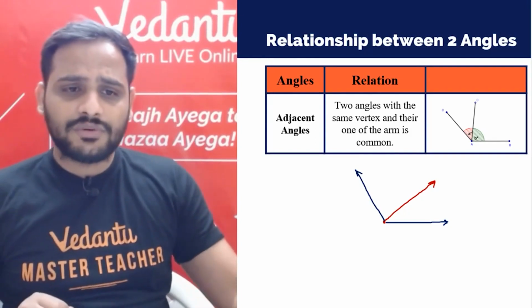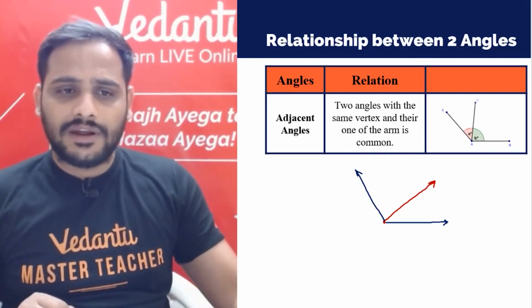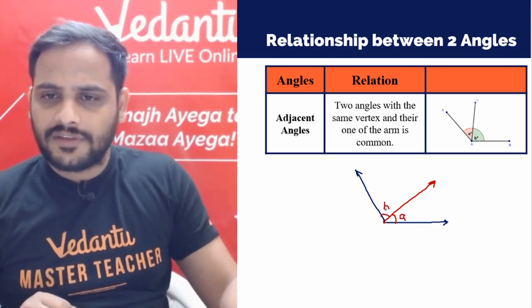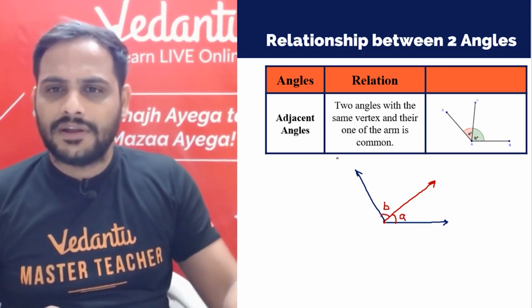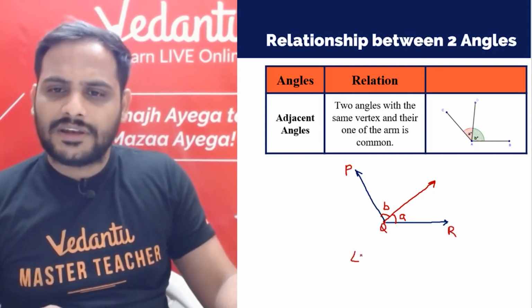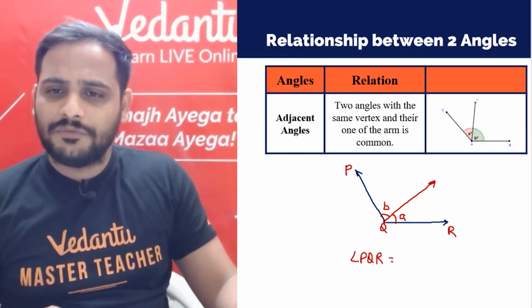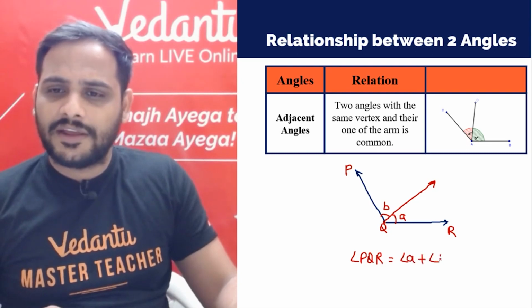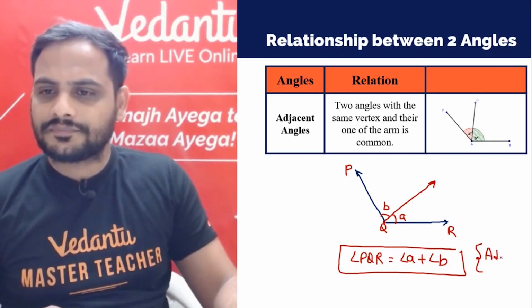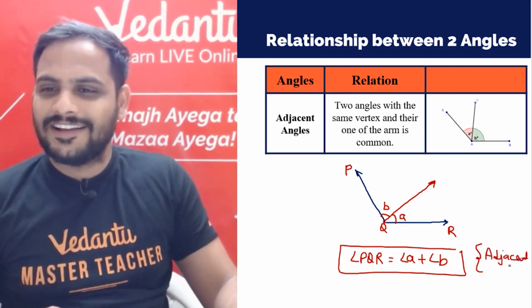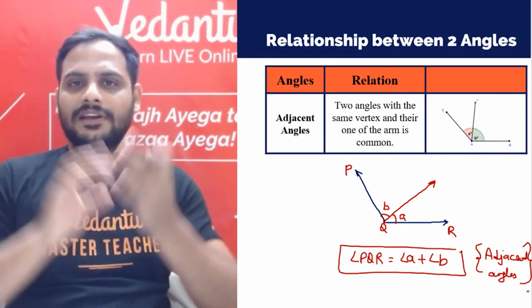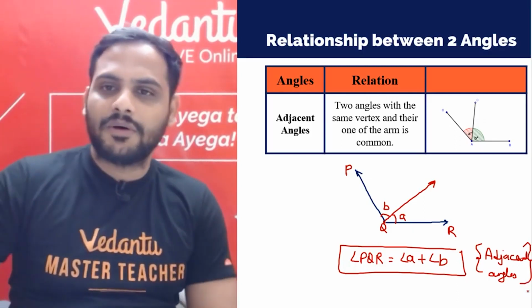So when you have these two types of angles, they are called adjacent angles, and let's say it is angle A and it is angle B. Alright, and if I ask you what is the value of this angle PQR, you can clearly say angle PQR will be nothing but angle A plus angle B, because they are adjacent angles. Okay? This is how we can learn about adjacent angles.